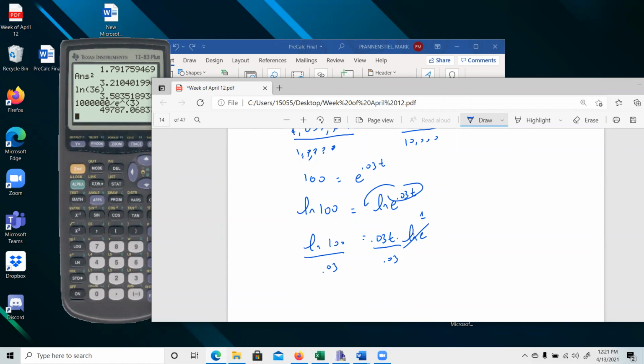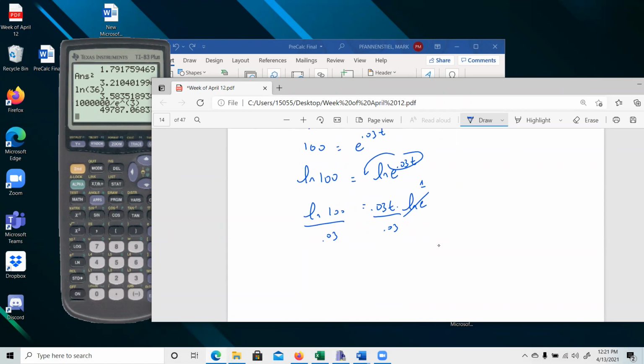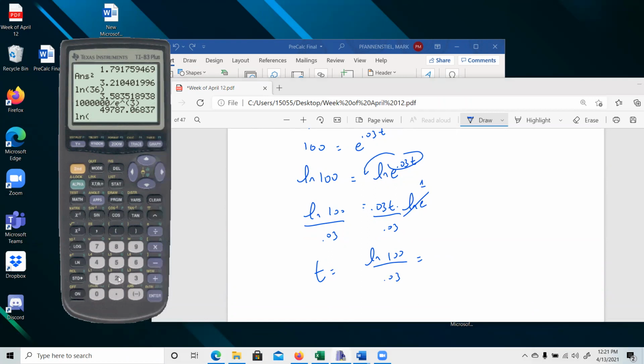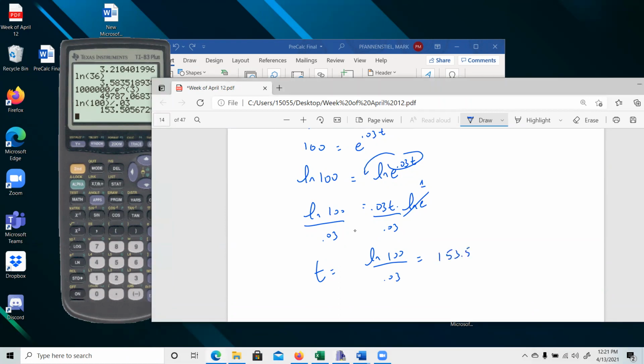All right, it should be like 300, right? We're going to get t is equal to the natural log of 100 divided by 0.03, and we'll see what that is. Natural log 100 divided by 0.03. There we go. 153 years. So not quite in time for that 100 years, but if you can manage to put everything off for another 53 years, then we'd be set.